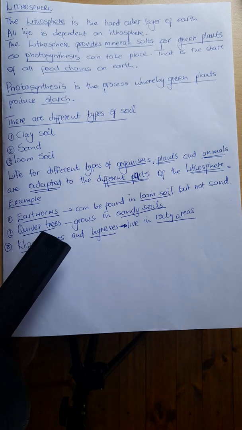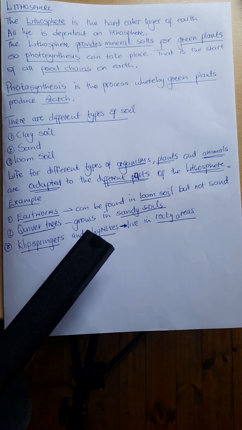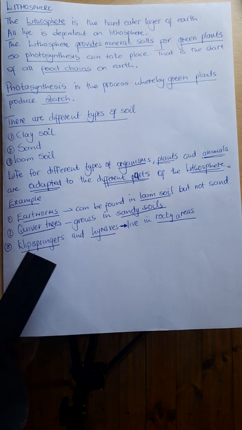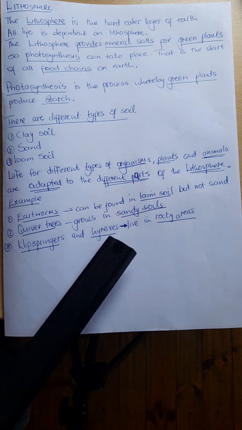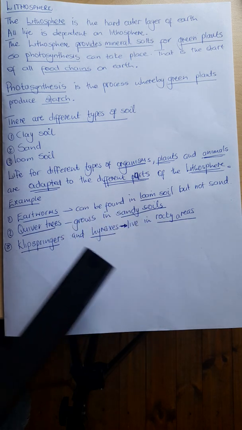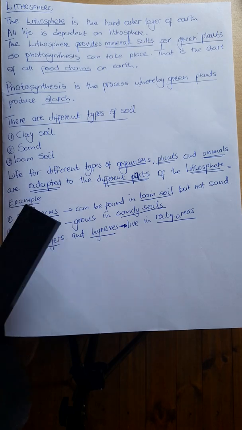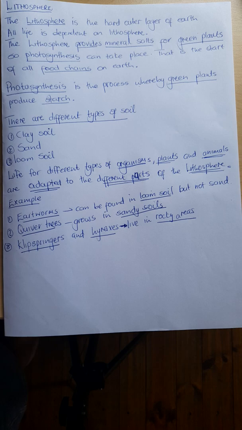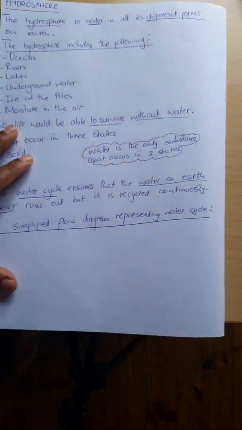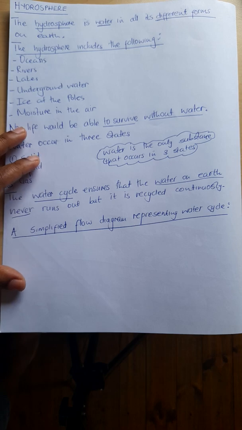Quiver trees, a certain type of tree, grow in sandy soil. Klipspringers and hyraxes live in rocky areas. So different plants and animals adapt themselves in the lithosphere for living. Are we good? We've covered biosphere and we've covered the lithosphere. Then the next one that we're going to cover is the hydrosphere.